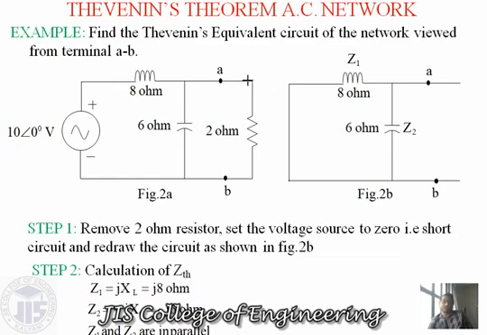So as per our first step, as we have to find the parameters across the terminals A and B, this 2 ohm resistance over here will be considered as the load resistance. So as per step 1, we have to remove this load. If we remove this 2 ohm load, the circuit looks like this, and obviously the sources will be over there if we are going to find VTH.